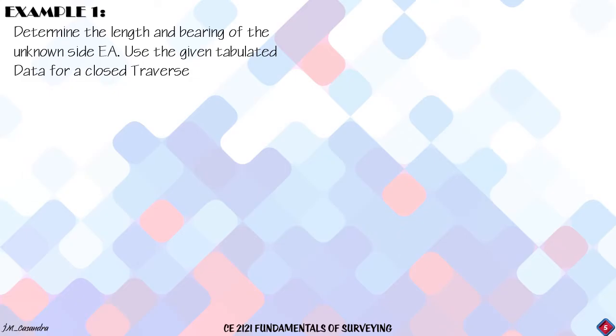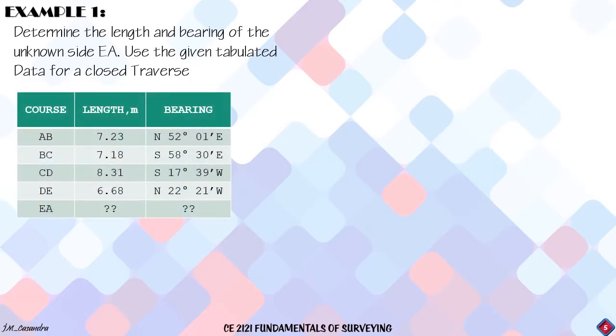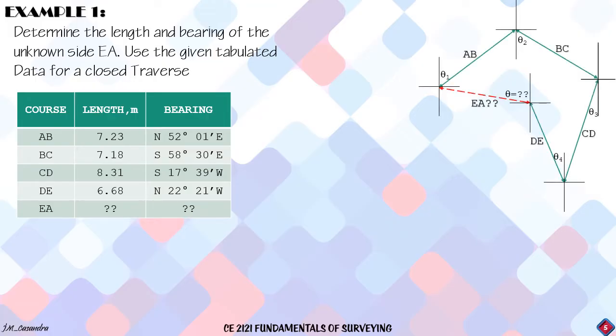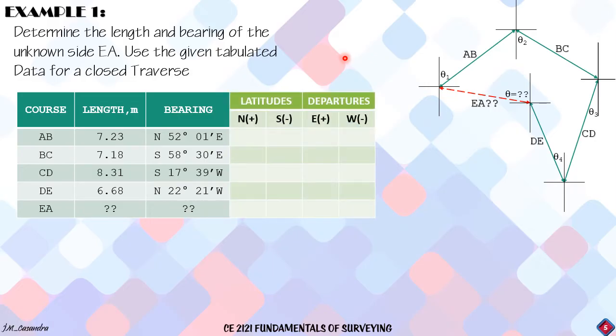So from the given tabulated data for a closed traverse, determine the length and bearing of the unknown side or unknown line EA. So for a simple diagram we have here, the bearings of the lines AB, BC, CD, and DE are known, and also their lengths. So the length of EA and its bearing is unknown. So to solve for EA, we have to first solve for our latitudes and departures.